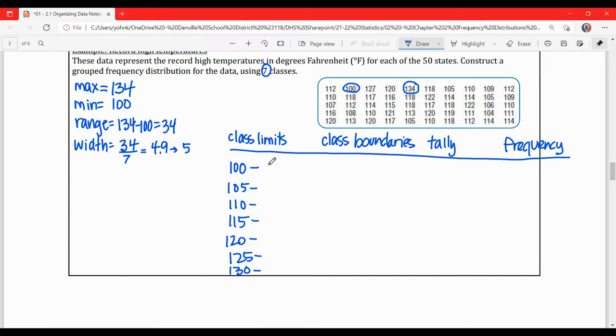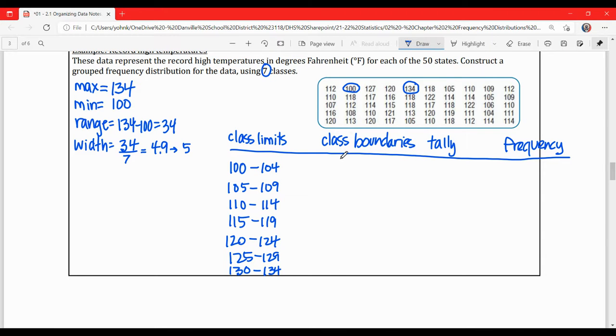Then to find the upper limits, we take and subtract 1 from the next lower limit to get the previous upper limit. So 105 minus 1 is 104. Then I can either look at 110 and subtract 1 to get 109, look at 115 and subtract to get 114, or I can keep adding the class width to get each of the next upper limits. So 119, add 5 is 124, add 5 is 129, add 5 is 134.